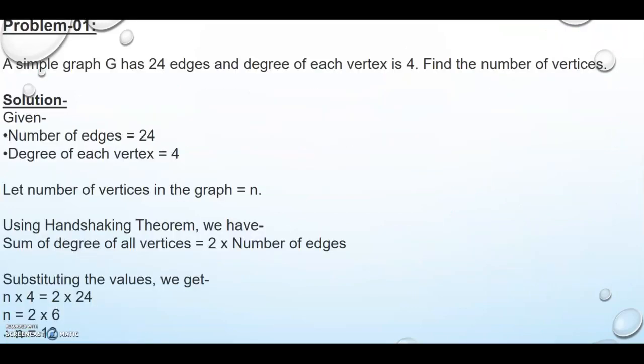And next we are going to find out a problem. The problem will be given. This problem will also be very easy for you to do.